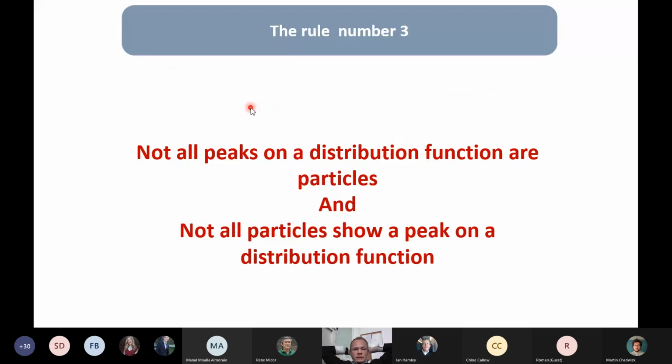I told you already that dynamic light scattering is measuring the diffusion coefficient. But if you're working with a very complex system, a very concentrated one, or with charged particles, it's highly possible that you might see some artifacts, or alternatively, you might not see something that exists in solution. So rule number three: not all peaks on distribution functions are particles, and not all particles show a peak on the distribution function.